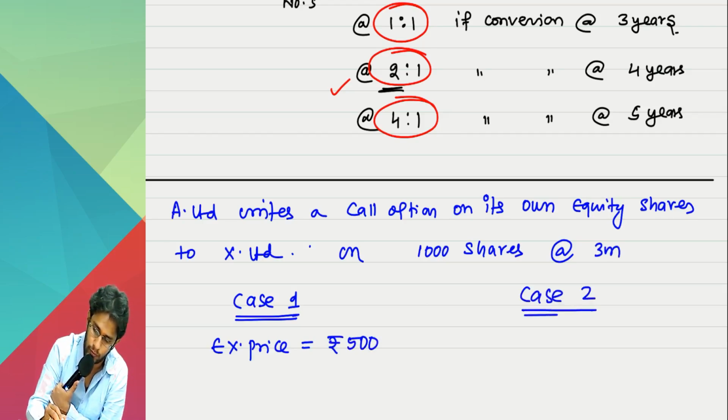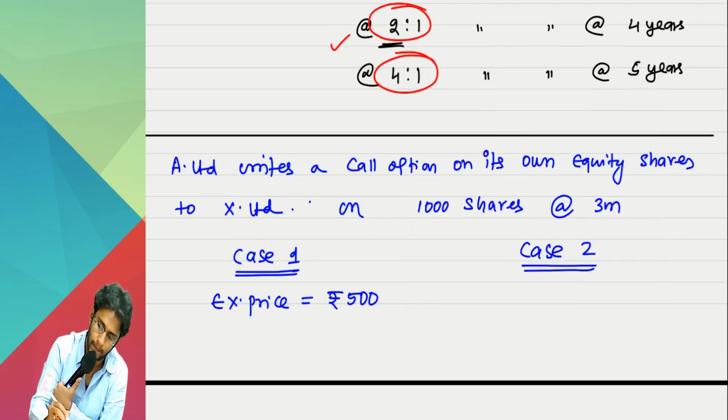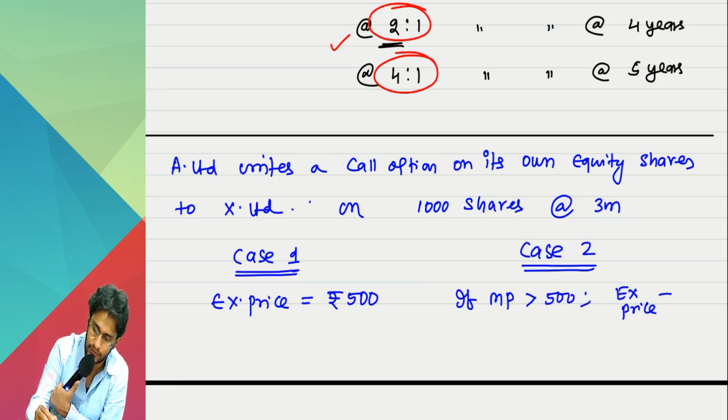Case 2. If market price is more than 500, then exercise price is equal to 500. If market price is less than or equal to 500, then exercise price is 300.